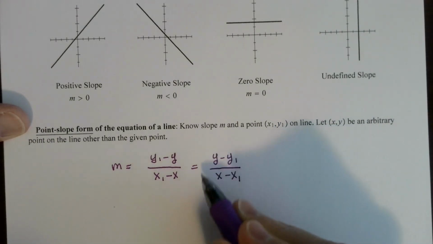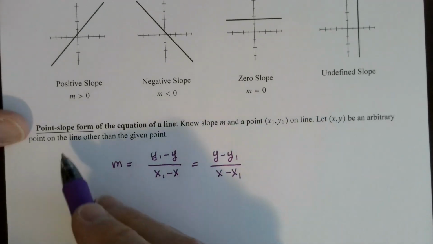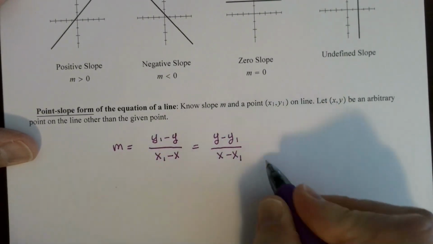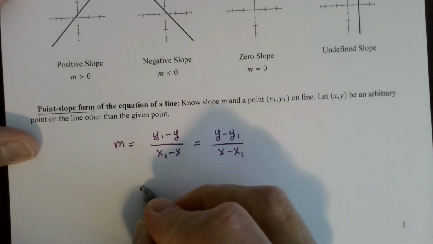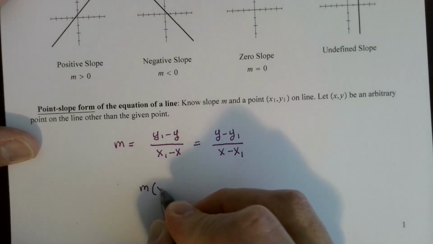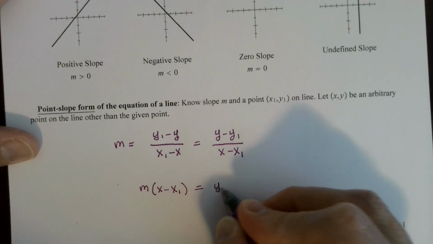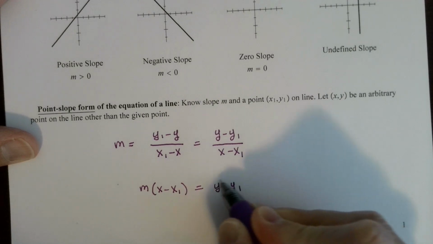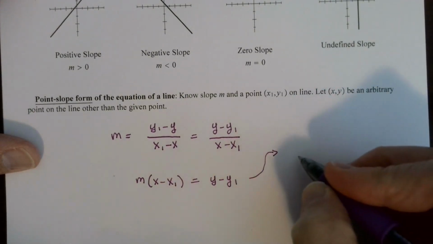So I'm going to use this, that m is equal to this expression, to get our point slope form of the line. And what I'm going to do is simply multiply both sides of the equation by the denominator here, x minus x1. So if I multiply both sides, then what am I going to be left with over here? The x minus x1 will cancel here, and I'll just be left with y minus y1. And this is our point slope form.